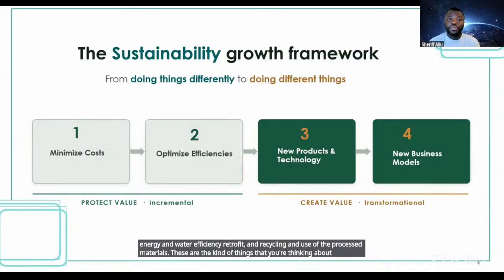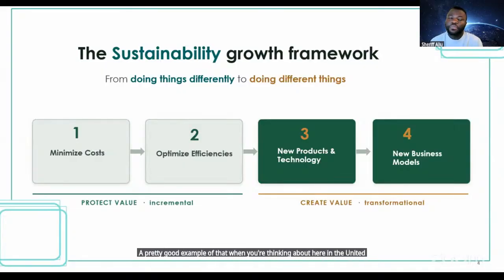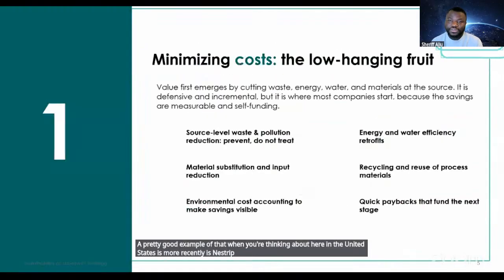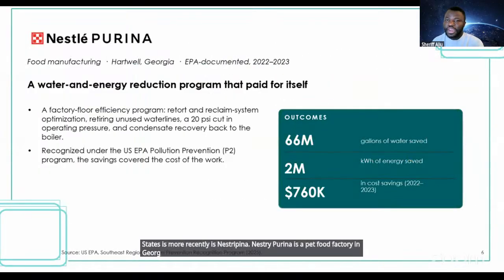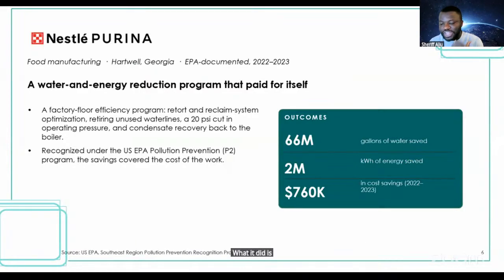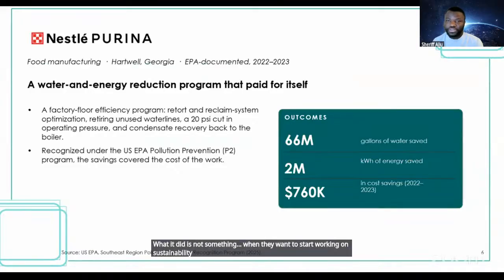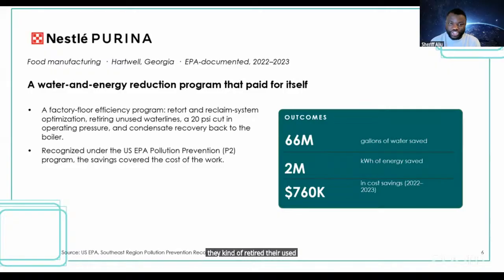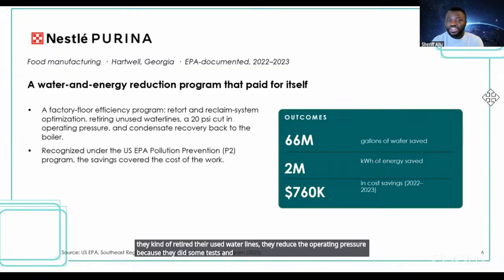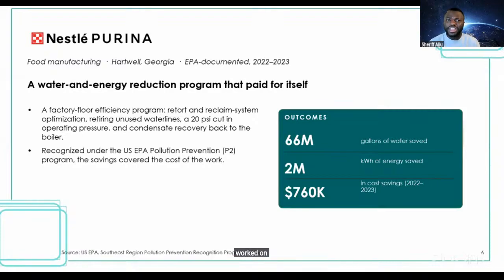And a pretty good example of that, here in the United States more recently, is Nestle Purina. Nestle Purina, a pet food factory in Georgia. When they wanted to start working on sustainability to grow their business, they didn't start from something glamorous. First and foremost, they had a factory floor program where they worked a lot more on their reclaiming system. They retired their unused water lines. They reduced their operating pressure because they did some tests and realized that they could achieve the same thing with lower operating pressures. They worked on how to recover their condensate from the umbrellas.